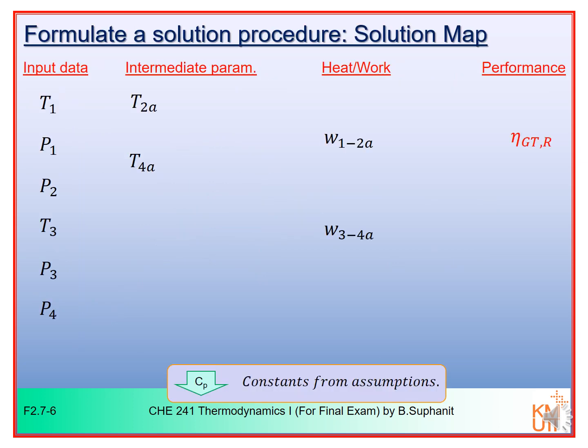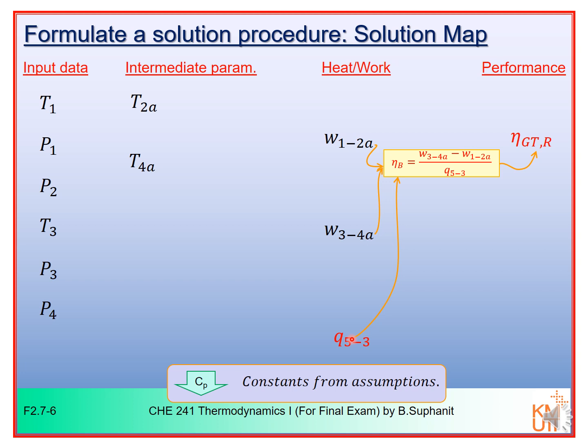This is an extended solution from the previous example. We have calculated some parameters at actual conditions as shown in the solution map here. To determine the thermal efficiency of the regenerative gas turbine cycle, we already have the actual work required in the compressor and the actual work produced from the turbine, or W12A and W34A, from the previous example. We still need to update the required heat input to the combustion chamber, or Q53, since we have a regenerator installed.